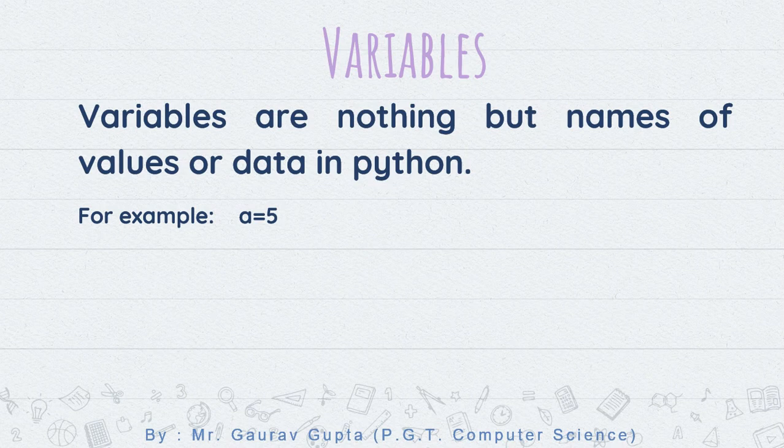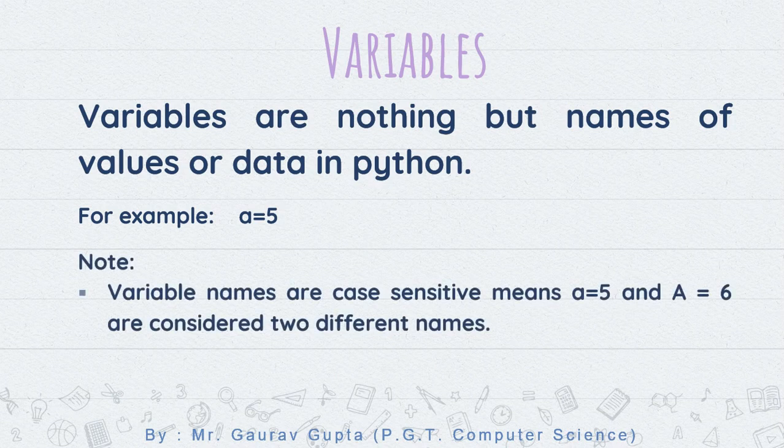There are a few important points to note about variables. First is that variable names are case sensitive. That means upper and lower case letters in names make different variables. For example, small a equals 5 and capital A equals 6 are two different variables and are not considered the same in programming.